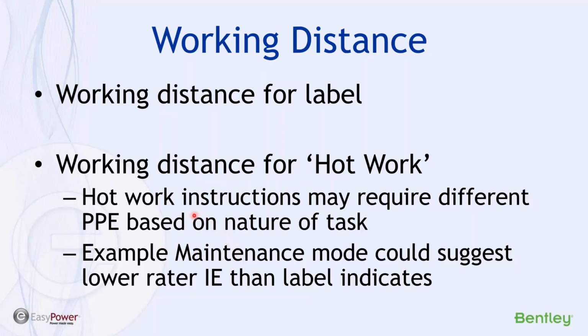And my point is that information, the working distance for specific hot work tasks, may be different than what is required on the label and should be handled on a hot work permit rather than anything that's broadcast or observable by the public. And that goes for maintenance mode. Maintenance mode should be part of a specific task setup.